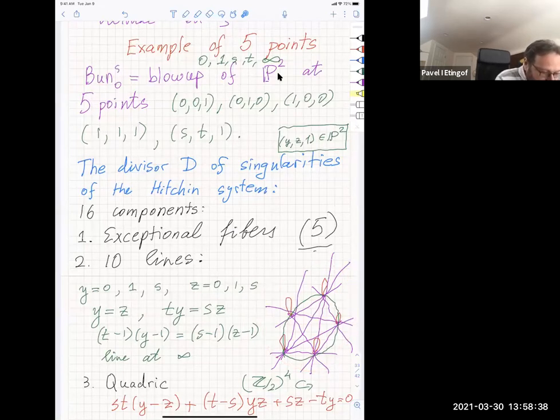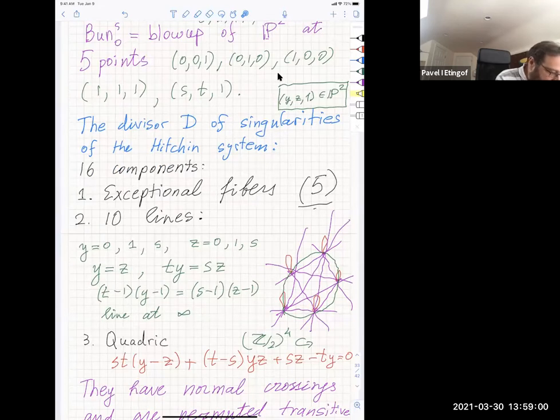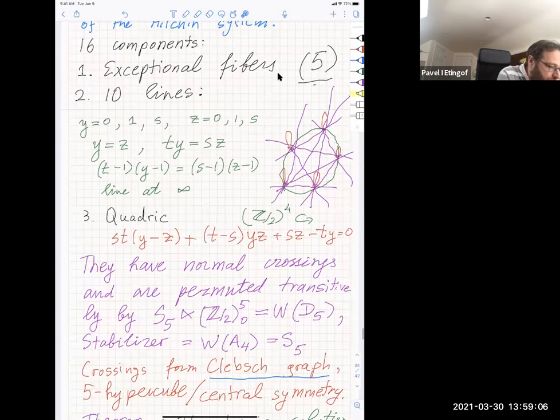So you have 5 points, which you blew up. So there are these exceptional divisors at those points. There are 5 of them. Then there are lines connecting those points. There are 10 of them. And then there is a quadric going through all those points, which is given by this equation. So these lines are listed here in this presentation, and then there is this one. And this is a normal crossing divisor. So the lines, of course, don't normally cross, but when you blow things up, they will become normal crossing.